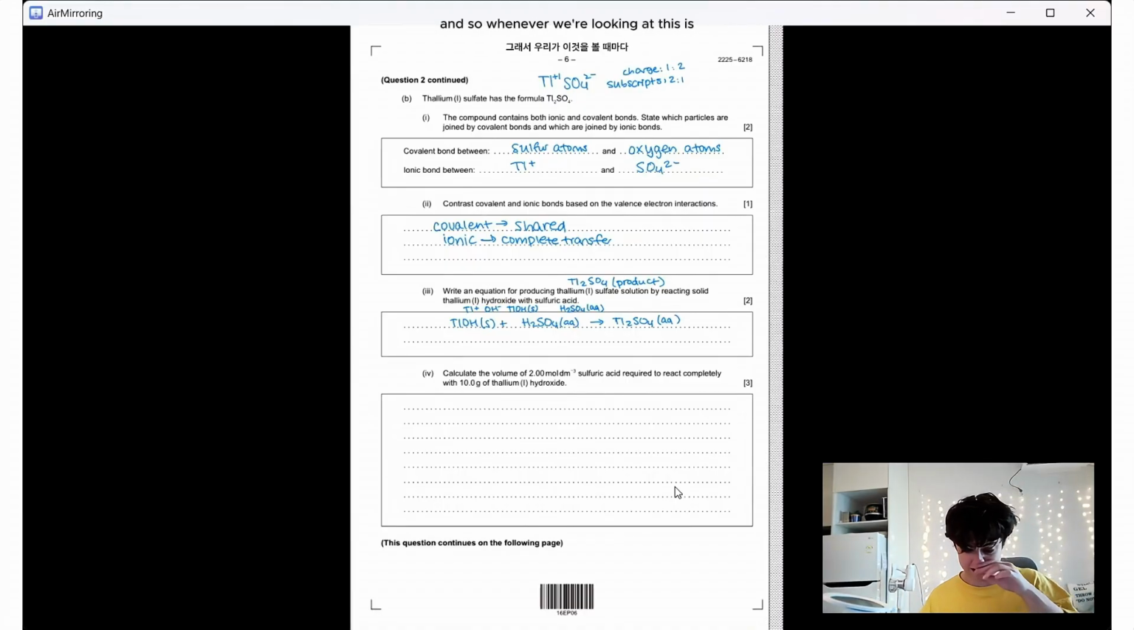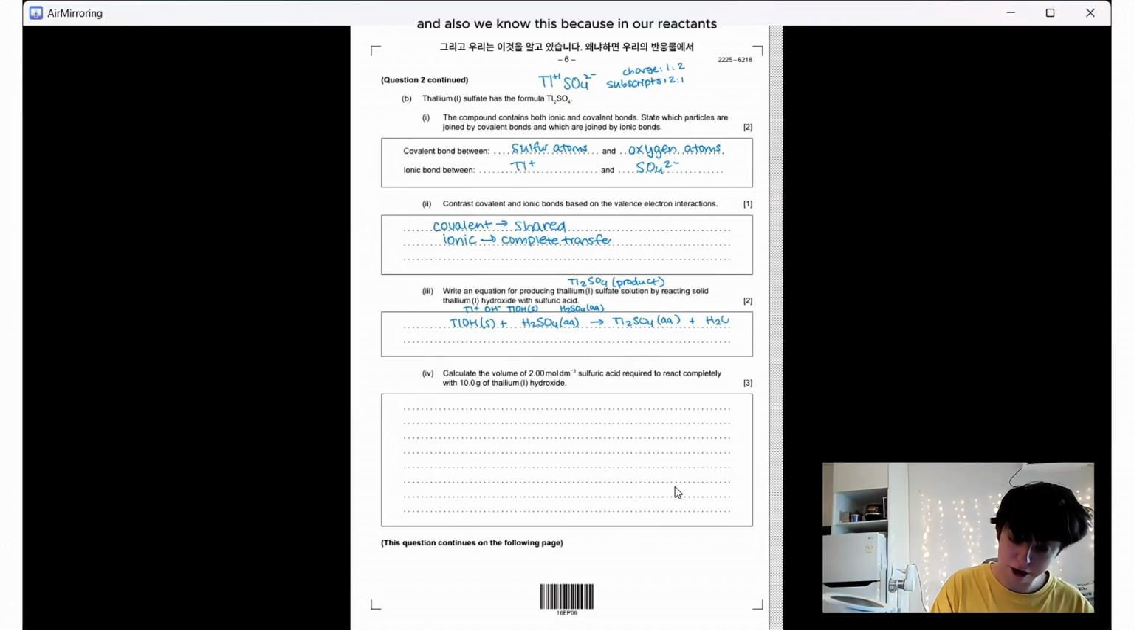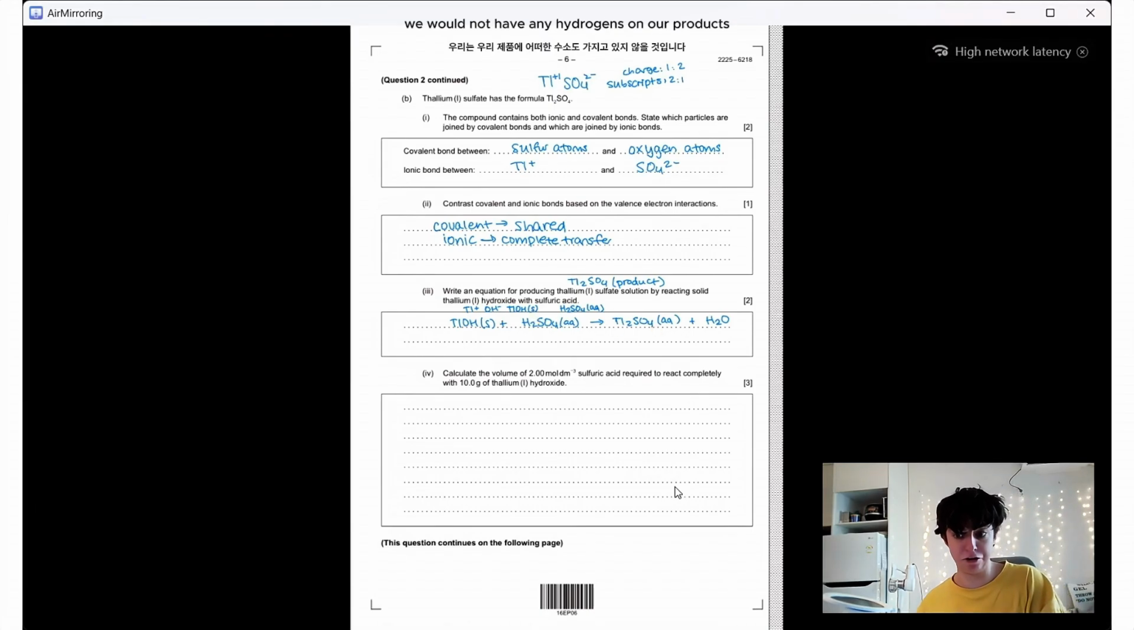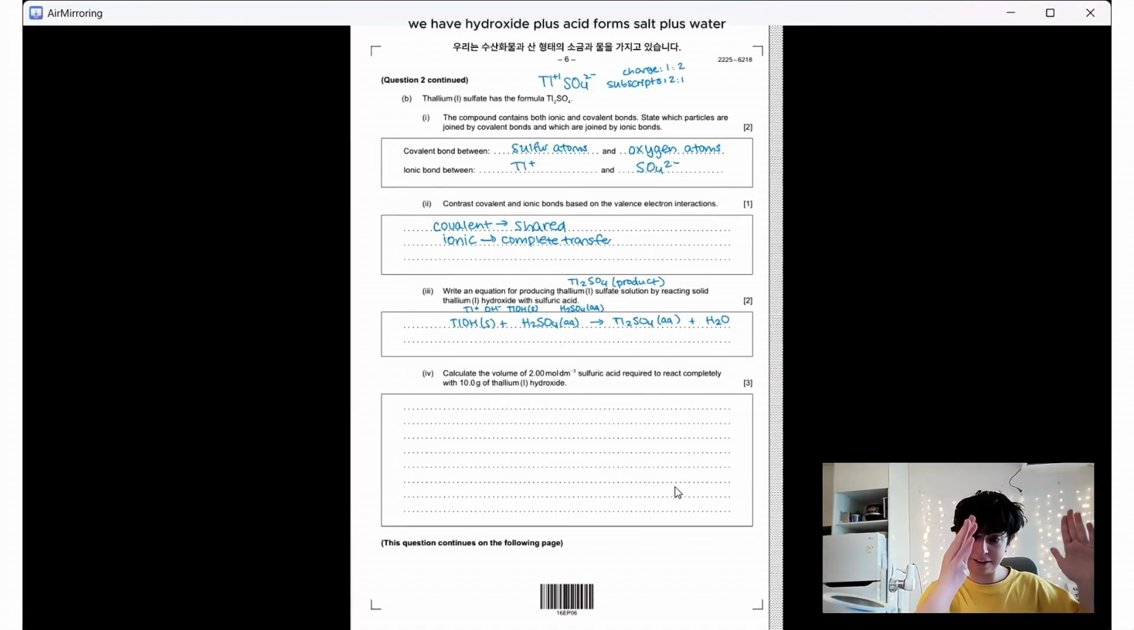Okay. And so whenever we're looking at this, this is a hydroxide and an acid forming the salt. Since this is a neutralization reaction, we're also going to form water. And we know this because in our reactants, we have H2. If we just had Tl2SO4, we would not have any hydrogens on our products and we could not balance our equation. So that's how we know we have to have water. Also, in neutralization reactions, hydroxide plus acid forms salt plus water. That's one of the big 3 types of acid-base reactions, including the ones with carbonates forming carbon dioxide, water, and salt, as well as metal plus acid forming H2 gas. You should know those, okay?